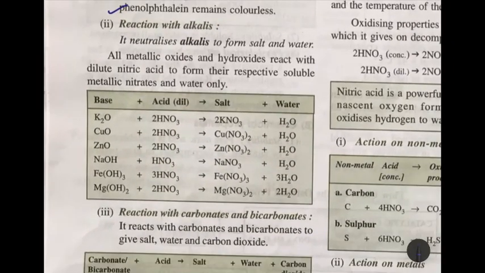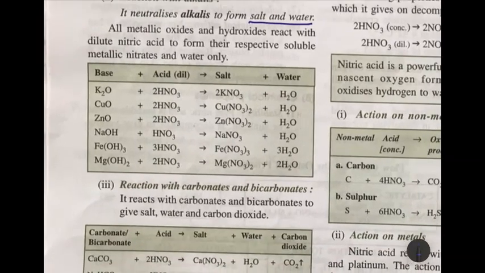And now reaction with alkalis. Since it is an acid, it neutralizes. Neutralization reaction takes place with alkalis to form salt and water only. So all these equations, your assignment for today is to write down all these equations and submit it as usual day after tomorrow. All metallic oxides and hydroxides react with dilute nitric acid to form their respective soluble metallic nitrates and water only, salt and water only. So the salt is in the form of nitrates since these bases are reacting with nitric acid.